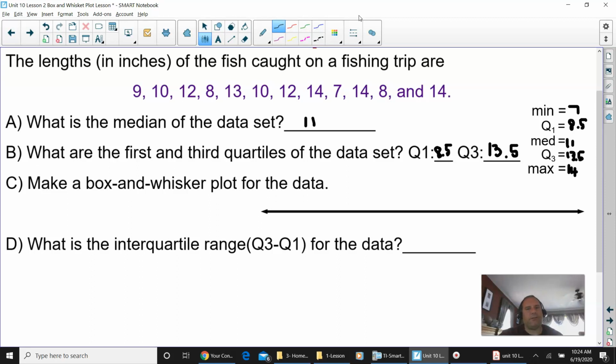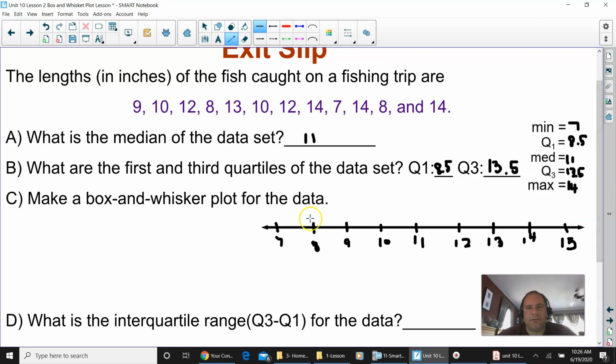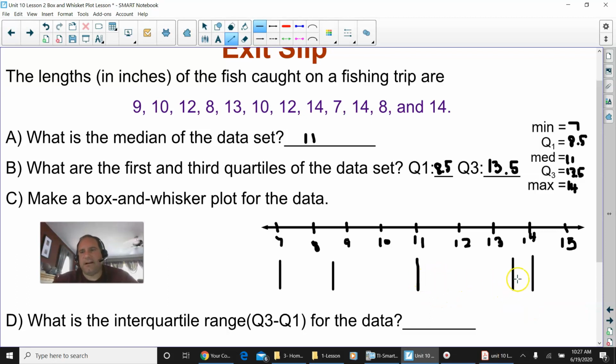So now I don't need the calculator anymore. I have a min of 7 and a max of 14. I am going to go by ones. My min is 7. My quartile 1 is 8.5. The median is 11. All right. And the quartile 3 is 13.5, and the max is 14.